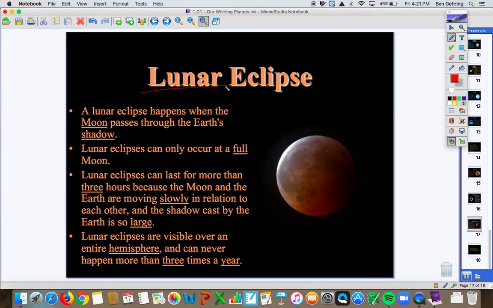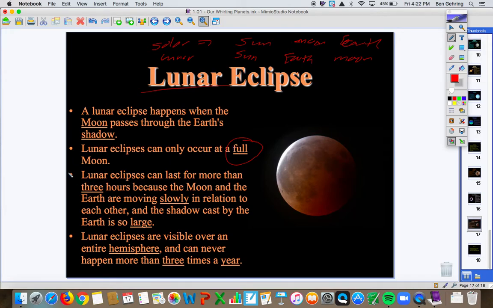This is different from a lunar eclipse. So in a solar eclipse, the sun is blocked by the moon, which creates a shadow on Earth. In a lunar eclipse, we have the sun, which gets blocked by the Earth, which casts a shadow on the moon. So a lunar eclipse happens when the moon passes through the Earth's shadow, which is what that's kind of showing you. This only happens when you have a full moon. So a full moon gets blocked by the Earth.